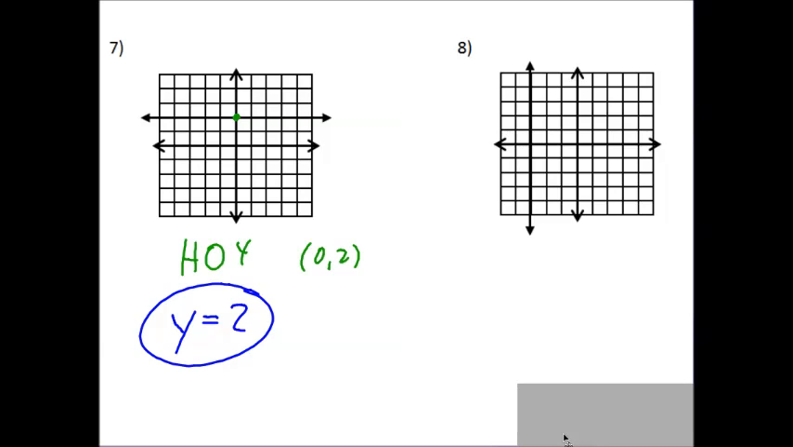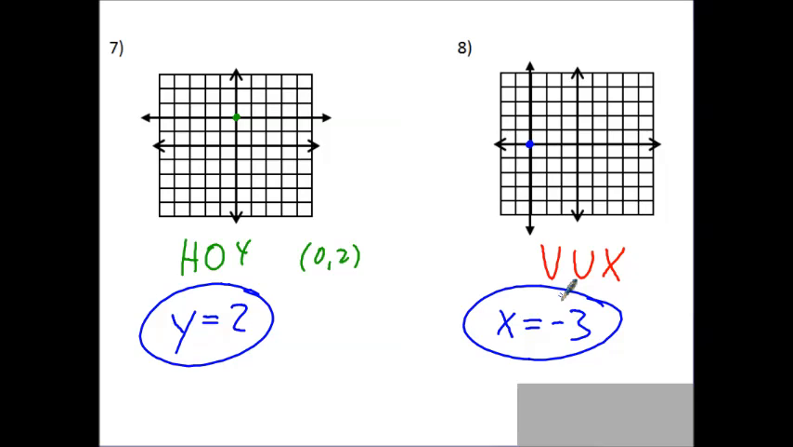We also want to talk about vertical lines. Vertical lines make us remember VUX, which stands for vertical, undefined slope, and x is the only variable. x is the only variable because this line does not have a y-intercept. We only are interested in finding out what is the x-intercept. From what I can see, this is the point -3, and therefore I'm going to write the equation x is equal to -3. And that's that, guys.